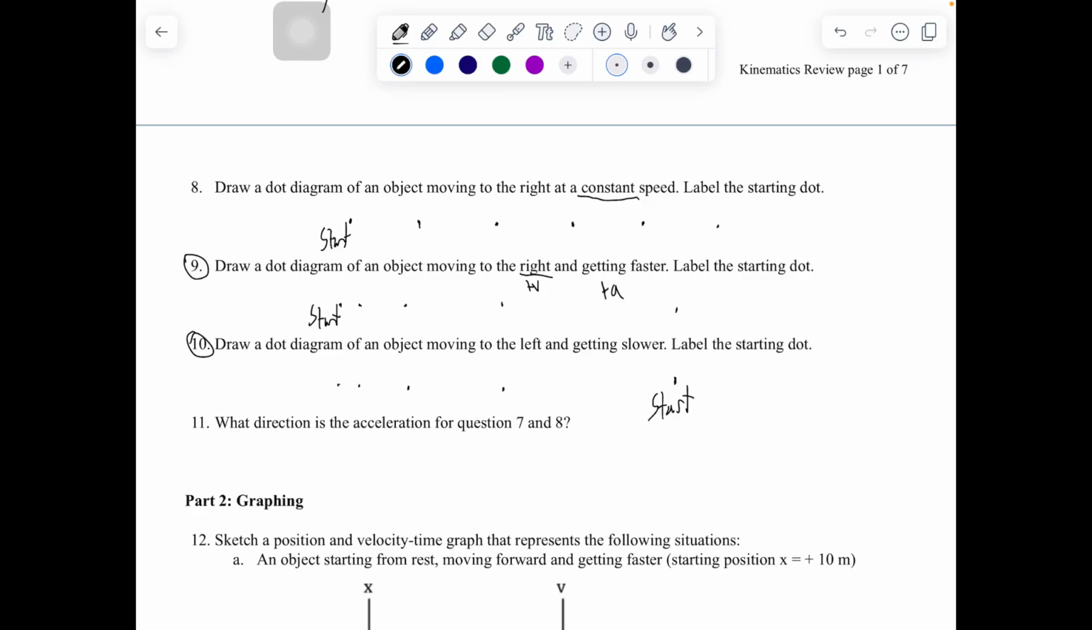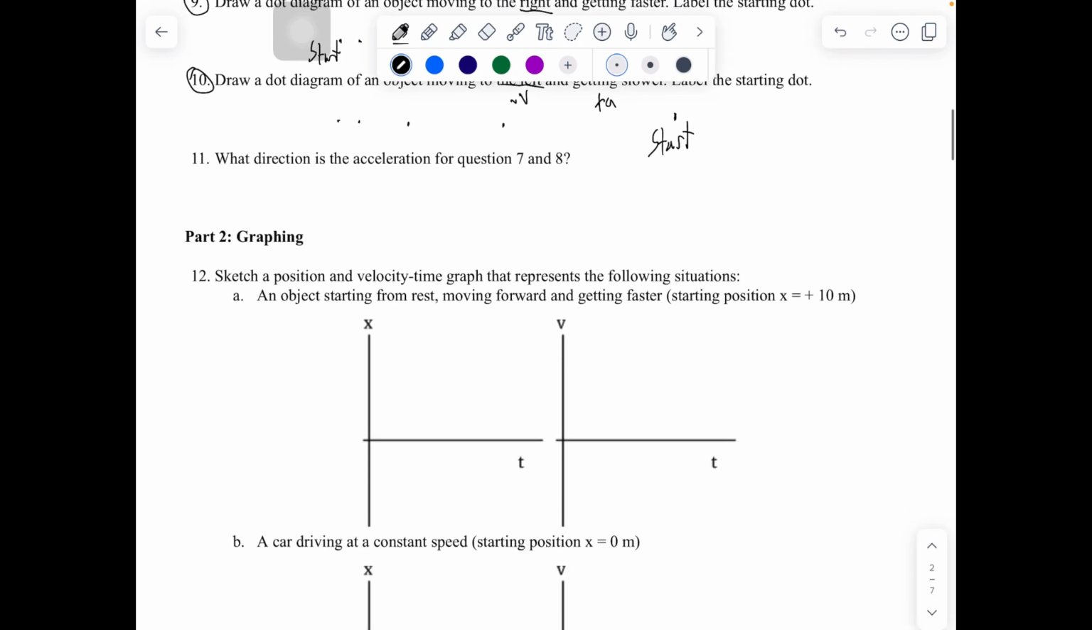Number 10, the object's moving to the left, negative velocity. Getting slower means we should have the opposite sign acceleration as we do velocity. So we would also have a positive acceleration. It's very important. Positive acceleration does not always mean speeding up, and negative acceleration does not always mean slowing down. It's dependent on which way the object is moving.